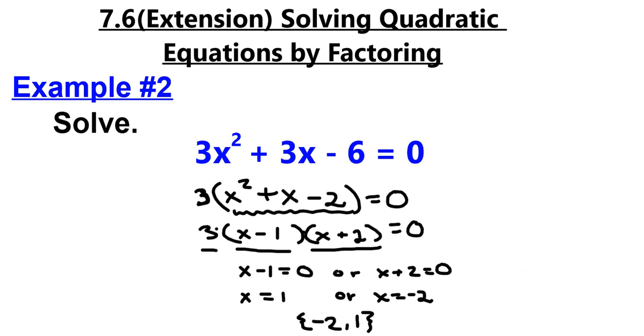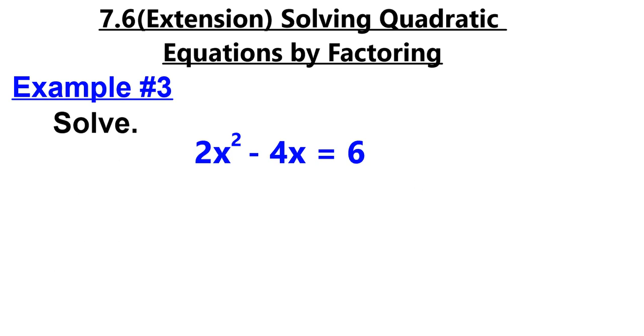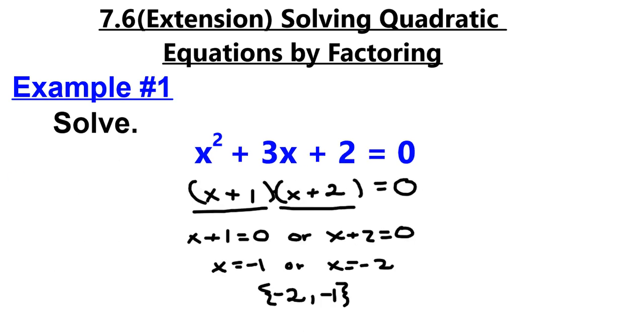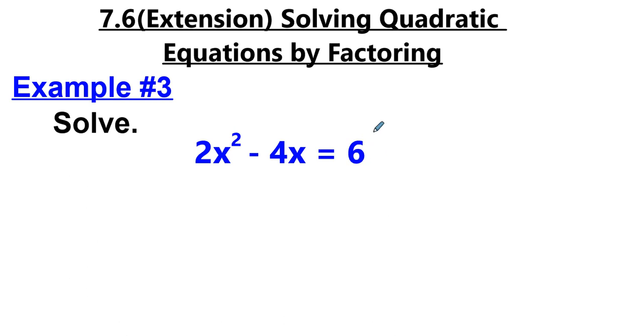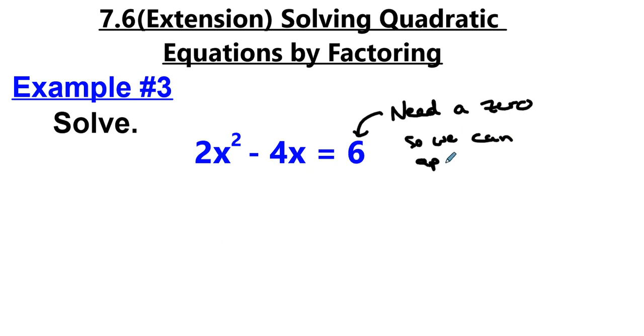All right, we have 2 more examples to go. On this one, you might notice it's a little bit different than the previous 2 examples because, well, it's not equal to 0. And why do we need this equal to 0? Hopefully you're saying, so we can use the zero product property, or at least hopefully you're thinking it. If not, that's okay, but that's why. We need a 0 so we can apply the zero product property.